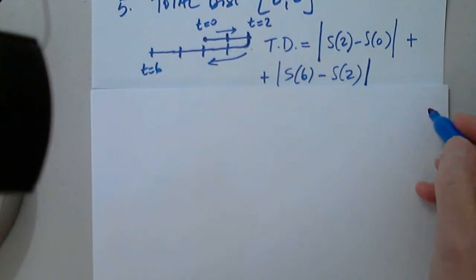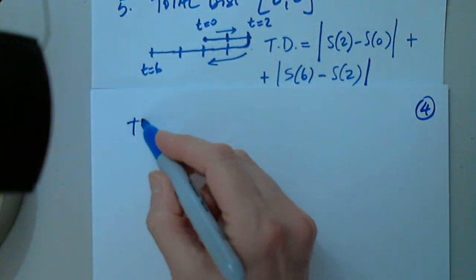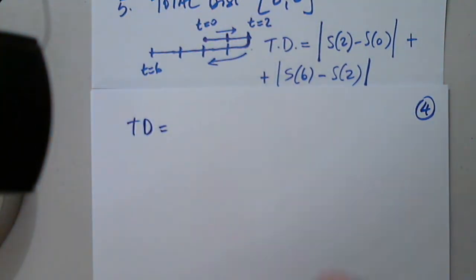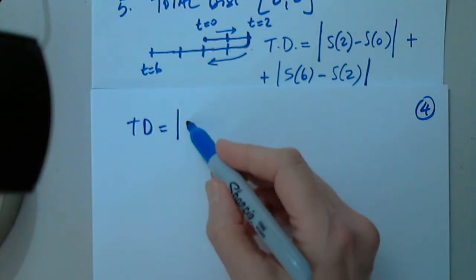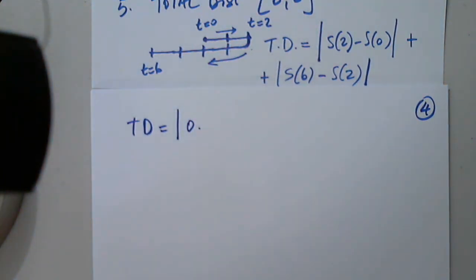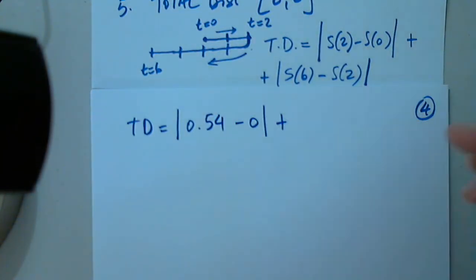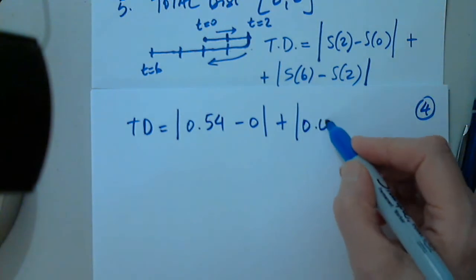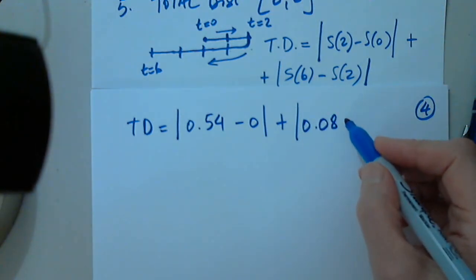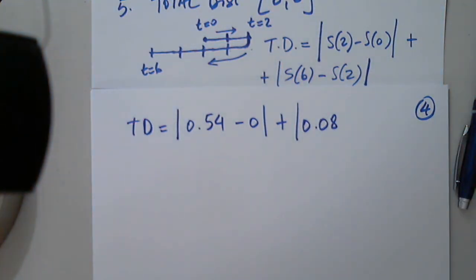Okay, I'm on page 4. So then the total distance will be the absolute value of S of 2, 0.54. I'm going to use just 2 decimal digits, minus 0, of course, plus, which we knew from the beginning, it doesn't need the absolute value. S of 6, 0.08. Now I changed my mind. I'm going to use 4 digits, 5413.